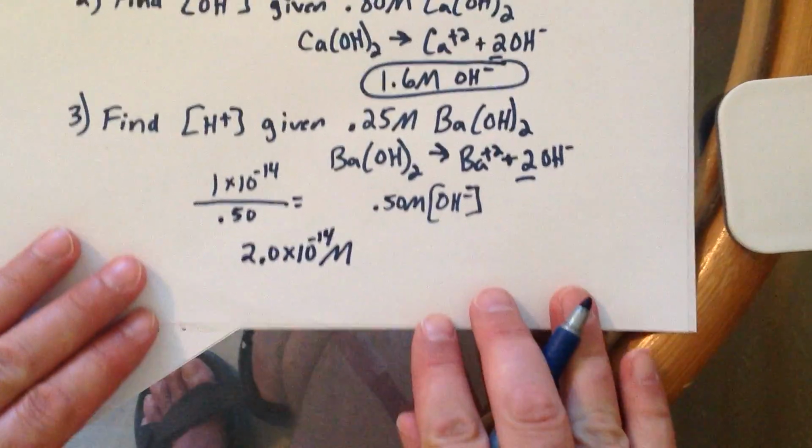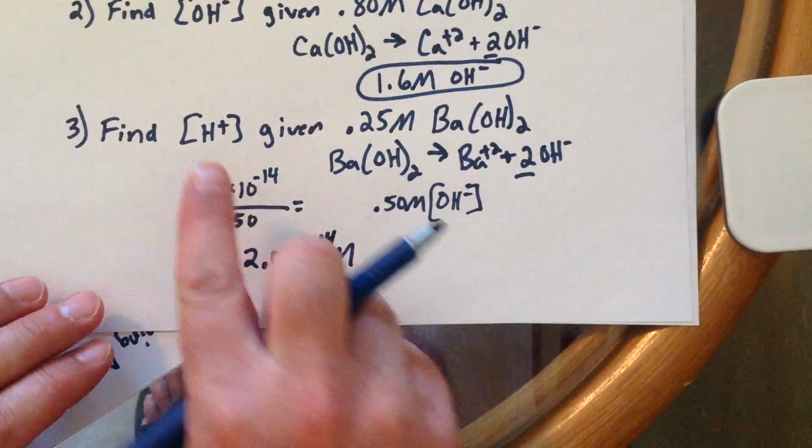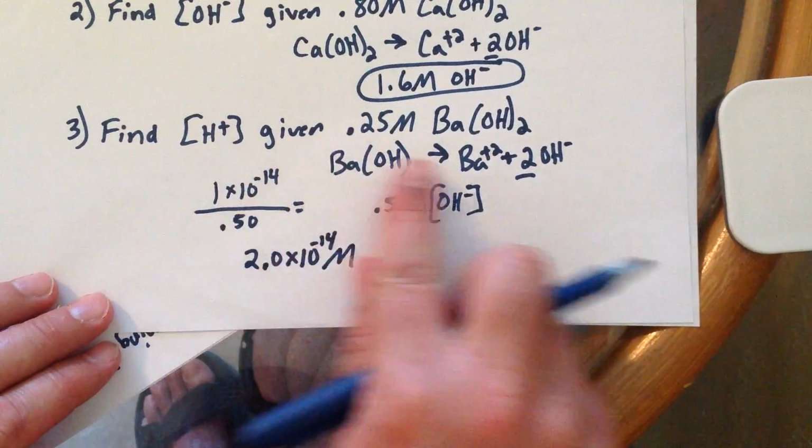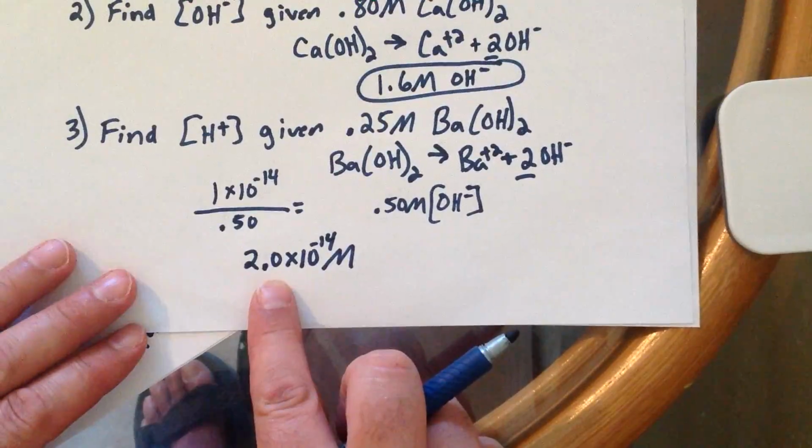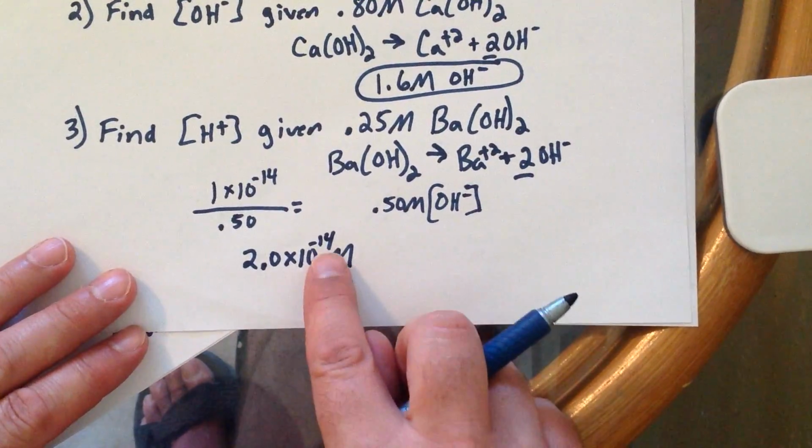Now let's use a common sense test. If you're looking for how much acid is in a strong base, would you expect that number to be big or little? Very little. And you see here there's 13 zeros and a 2.